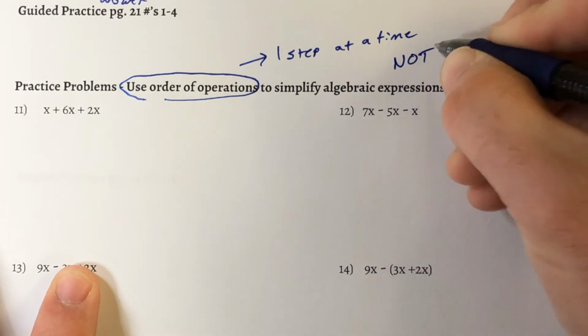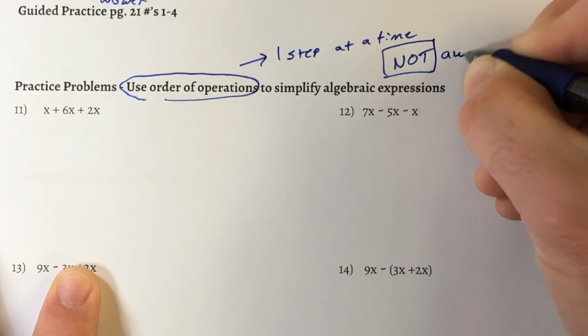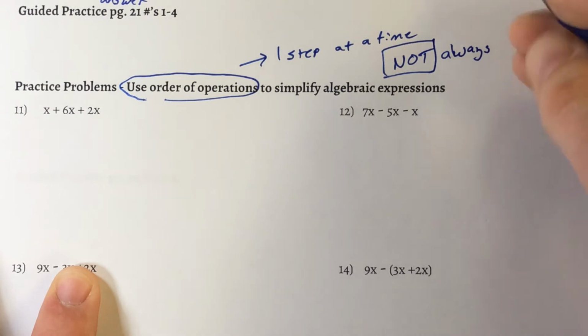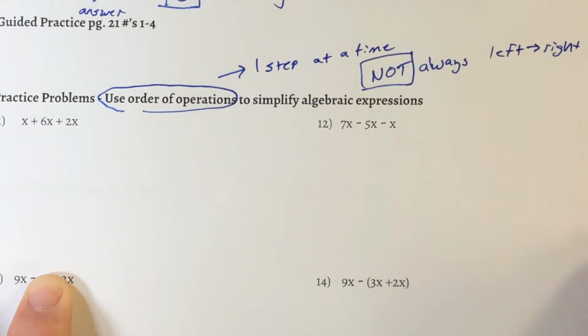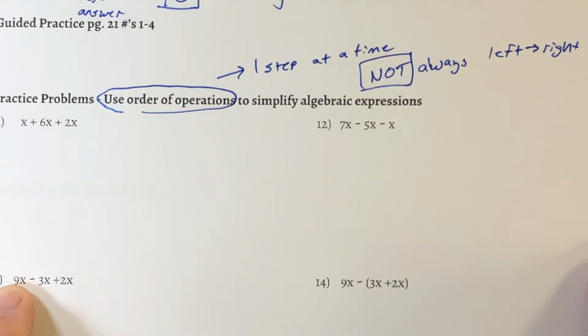And because we're using order of operations and we have multiple operations, it's important to note that you're not always going to work left to right. You don't always work left to right. And you'll see an example of that.